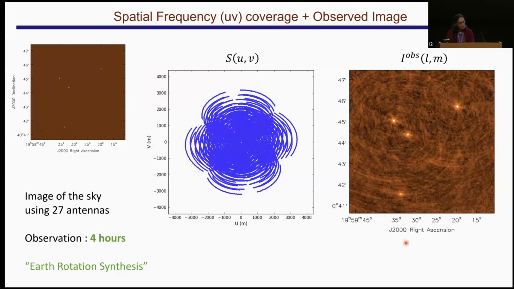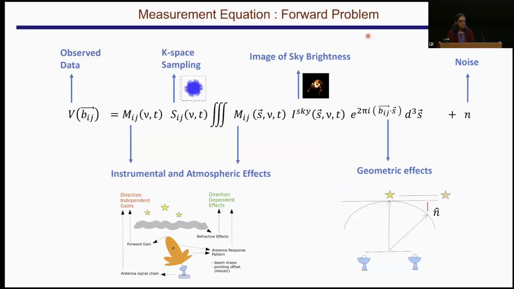So the true measurement equation, or the forward problem in optimization language, is this. I'll walk through all the pieces. So you have the sky brightness, so that's the signal we want. You have the K-space sampling function. You have a 3-dimensional integral. And this three-dimensional integral is a combination of the two-dimensional Fourier transform plus an extra phase term that tells you about the difference between an actual three-dimensional curved sky and a two-dimensional tangent plane image of that sky. So the 2D to 3D relationship is encoded there.